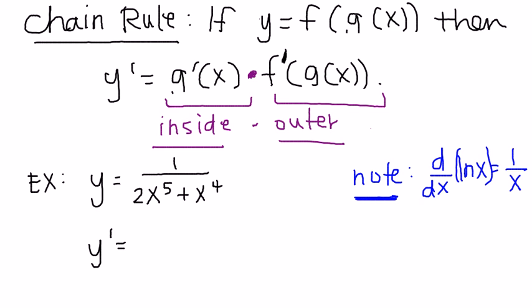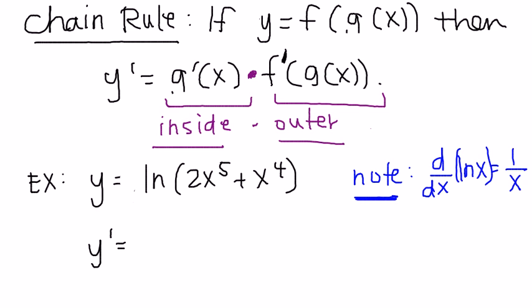Hold on. I gave you the wrong example. Let's erase this example. Okay, so let's say instead I gave you ln of 2x to the 5th plus x to the 4th. So what's my inside function for this problem? My inside function is this stuff. So what's the derivative of this? This would be 10x to the 4th plus 4x to the 3rd.